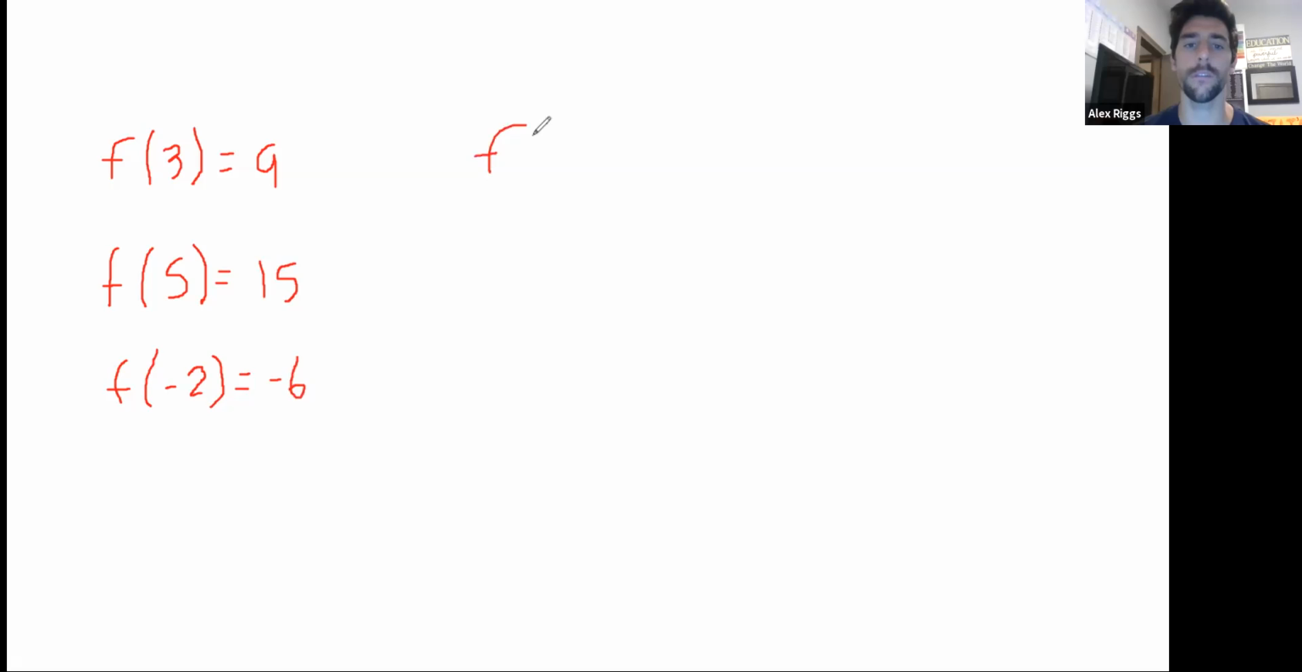I think with that information, you could probably guess. Based on this function that you're seeing, what do you all think f of 7 is? Just pause for a second and see if you can figure it out. Well, hopefully you got that it would be 21.